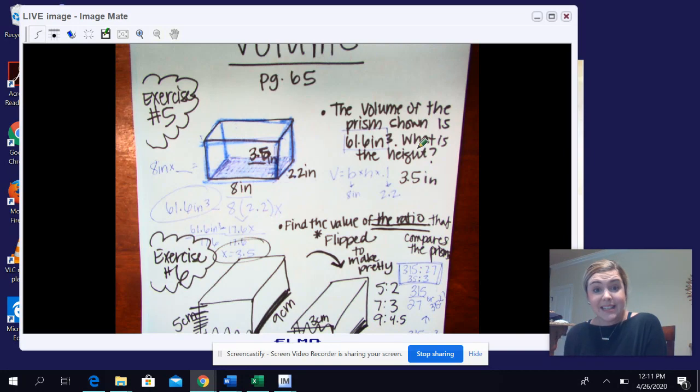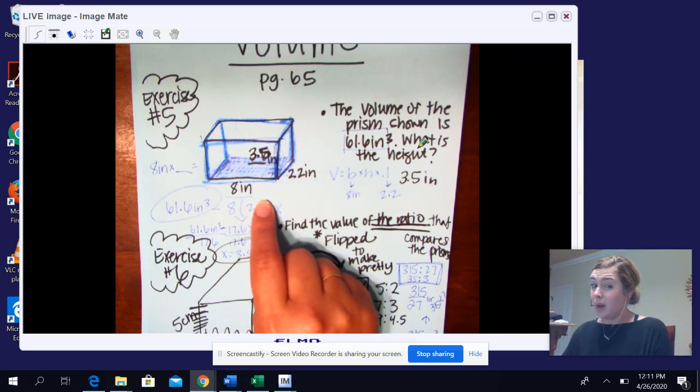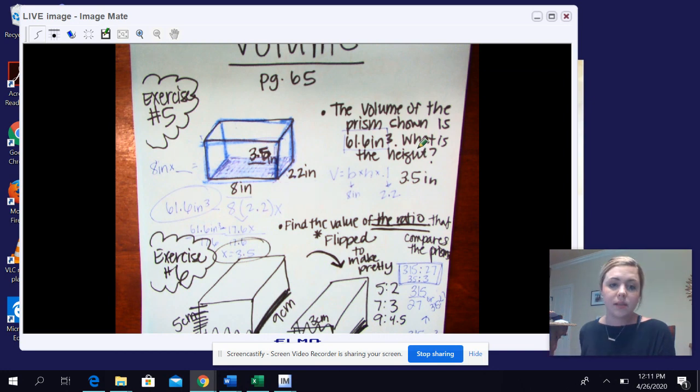Other than that, that is everything. Volume is a pretty easy topic. Again, I picked this one because it's probably as hard in depth as this lesson's going to get. So the ones you're going to have to do are much easier than this.